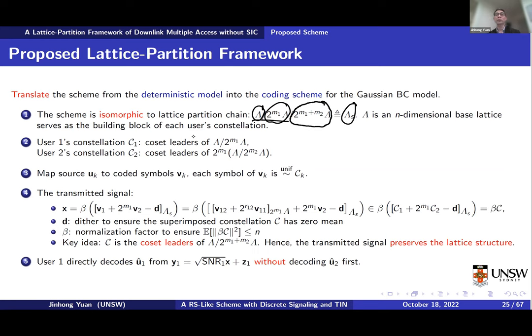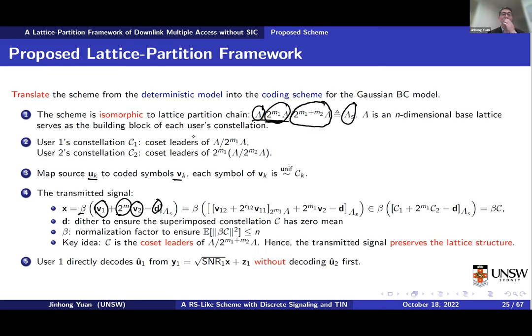User two is going to carry M2 messages. That's your second level of lattice partition. So that means for each user, we are going to map the source U_K to a code word V_K. So the transmitter signal will be user one's code word V1 plus user two's code word V2. Because user two's code word V2 is built on top of the first level of partition, that's why we have 2^M1 starting as your fine lattice for user two. And we also use these dithers to try to have zero mean for your signal constellation, and also minimize your signal transmit power. So that is a basic representation for your transmitter code word. Beta is a normalization factor.